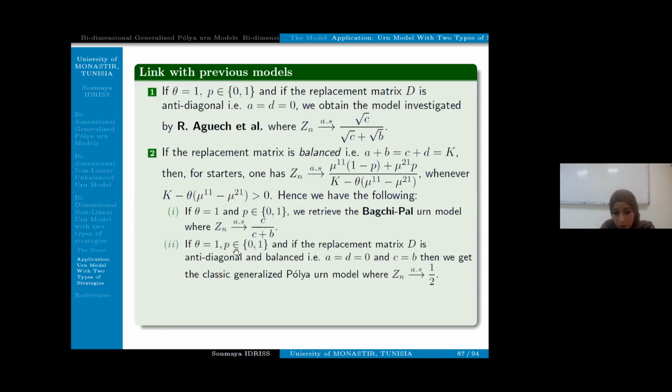And if theta equals 1 and P is again in the set {0, 1}, and moreover, if the replacement matrix D is anti-diagonal and balanced, then we retrieve the classic generalized Pólya urn model where Zn converges almost surely to 1/2. Finally, the case where theta equals 0 and P moves freely on the set {0, 1}. This case boils down to the case where this quantity is equal.